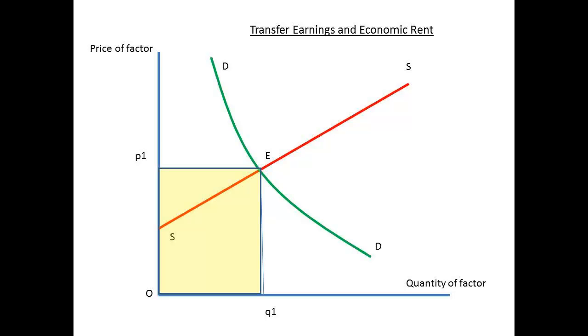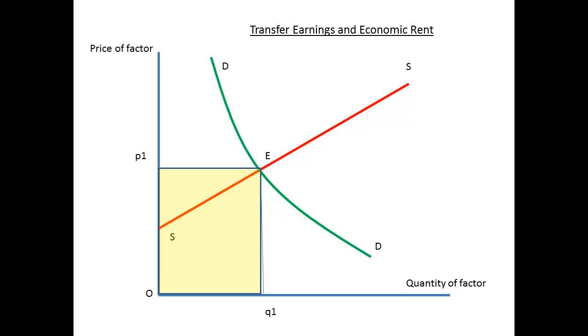We need to understand two terms here. Transfer earnings are the payment required to keep a factor in its present use. Economic rent is any payment in excess of transfer earnings. A doctor may earn £100,000 in private practice or £60,000 working for the health service. The £60,000 represents the transfer earnings, and the difference of £40,000 is the economic rent.